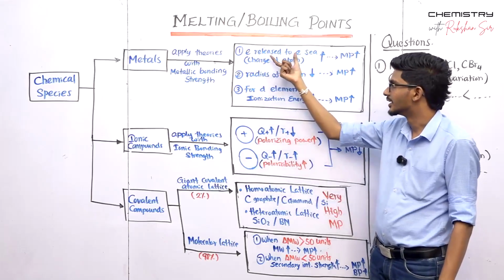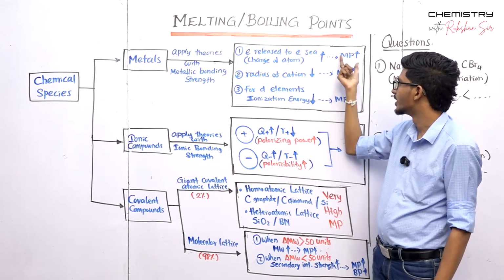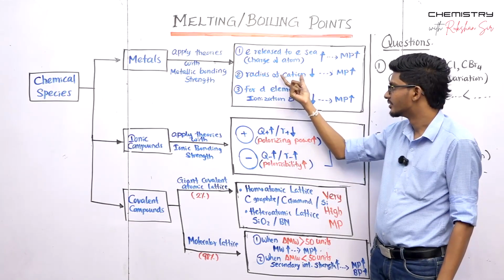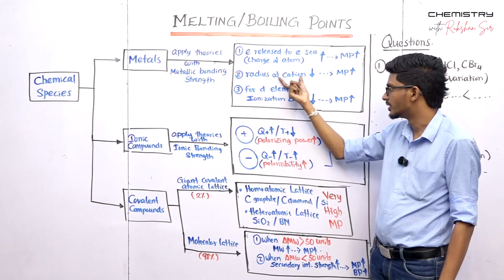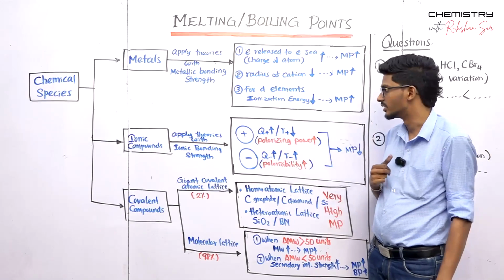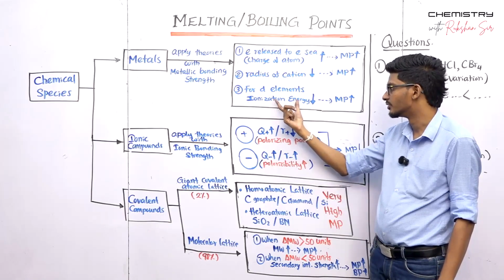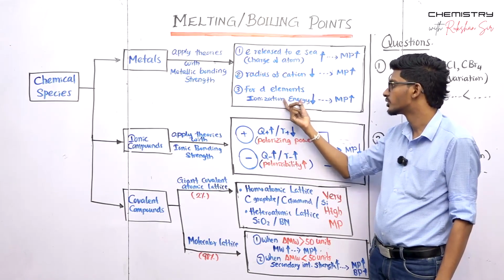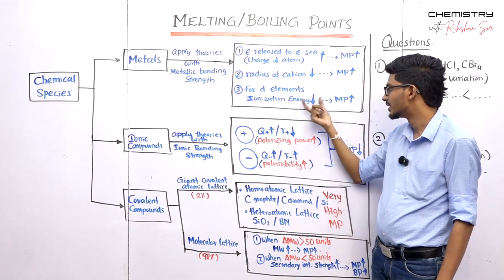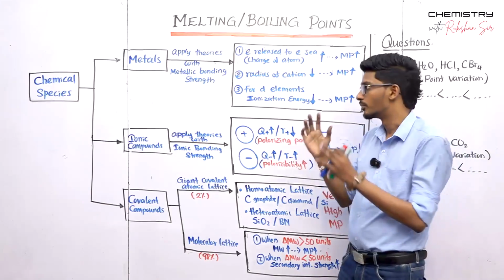If you have a greater number of electrons in the electron sea, your metallic bonding strength will be high, so the melting points will be high. If the radius of the cation is low, your metallic bonding strength will be high, so the melting points will be high for such metals. Regarding d elements, if the ionization energy is low, you can release more electrons to the electron sea, so your metallic bonding strength will be high. That will lead to a greater melting point. That is all about metals.